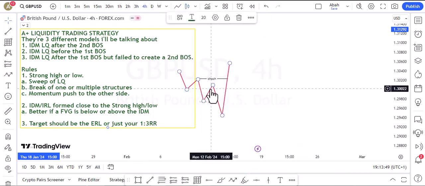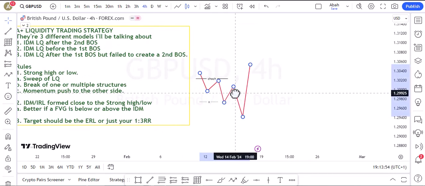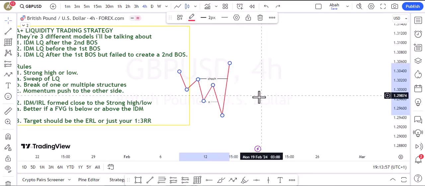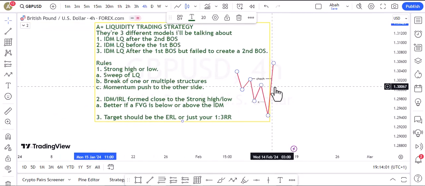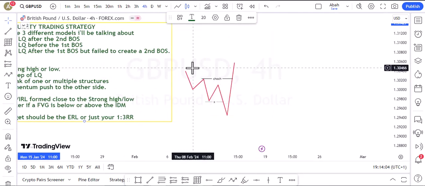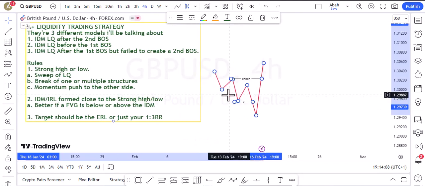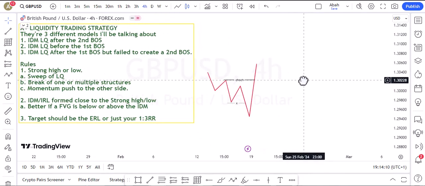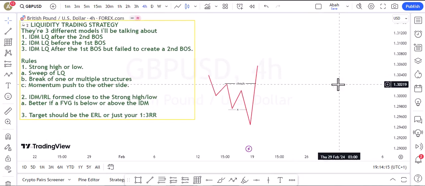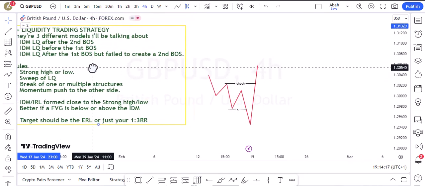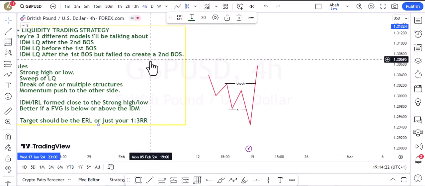This is the model. It should create the inducement liquidity. Sorry about that, let me move all this together. Still moving. Okay, so this is it. Let me just continue. It's giving me a headache. So this should create inducement liquidity after the first break of structure, but fail to create a second break of structure.